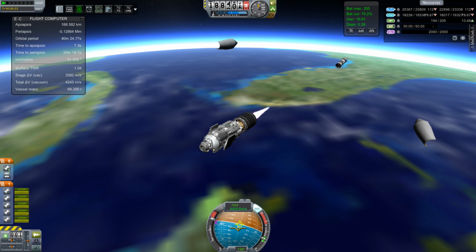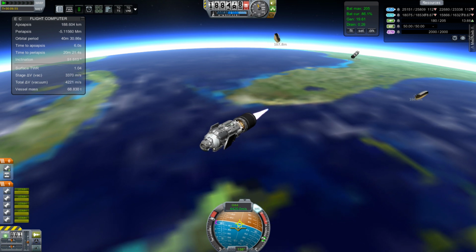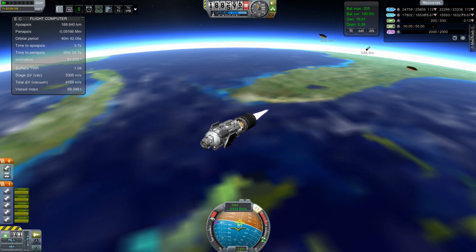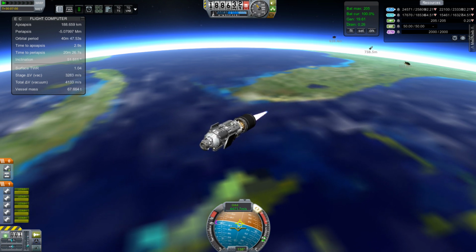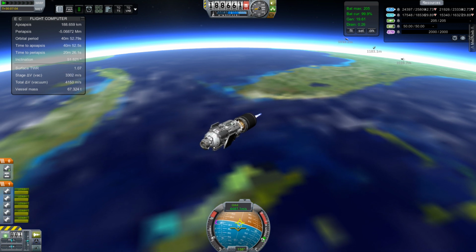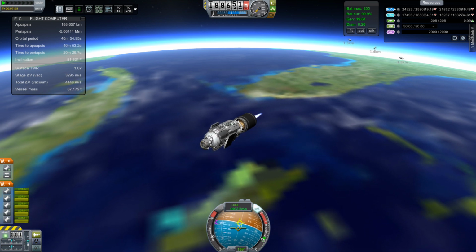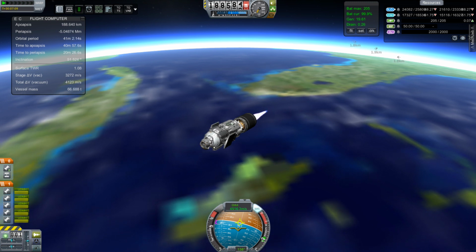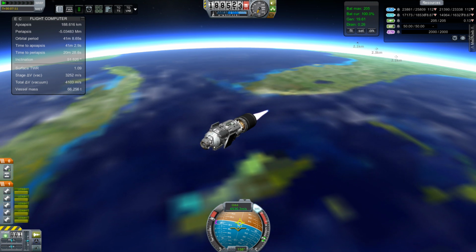We're back, and I had just dropped stage 2, and now on stage 3, we're releasing our fairing up here at 188 kilometers above the surface. We got a little bit of shake there, have to throttle down a little bit, turn off the SAS, and then throttle it back up once it's under control. That was just a little quirk of Kerbal Space Program.